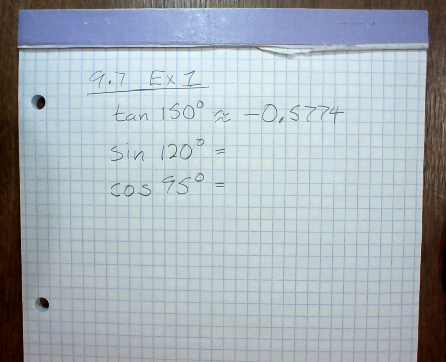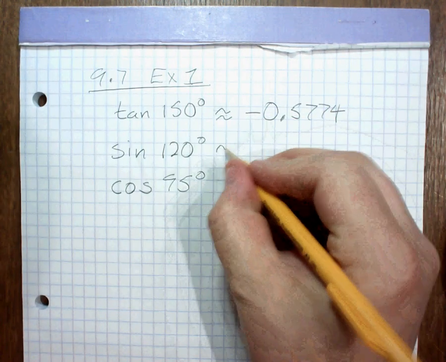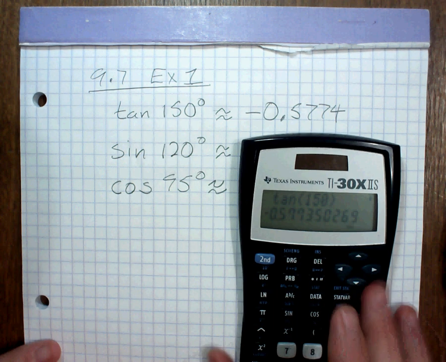Actually, I'm going to have to change all of these to approximation symbols, because I think we're going to have to round every one of these. None of these are going to come out to a nice integer. So now for the next one, this is going to be real easy.